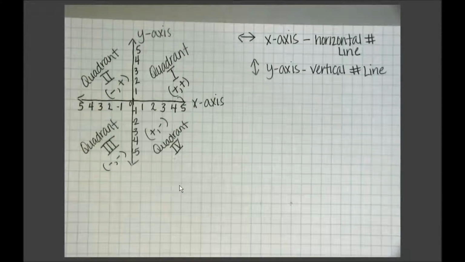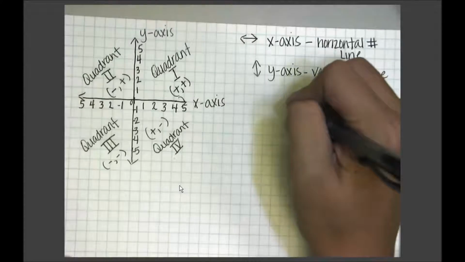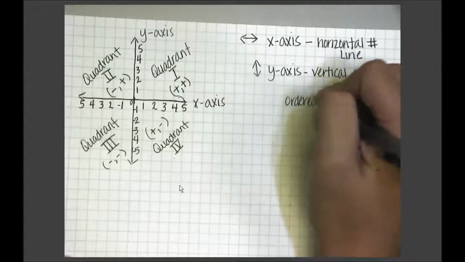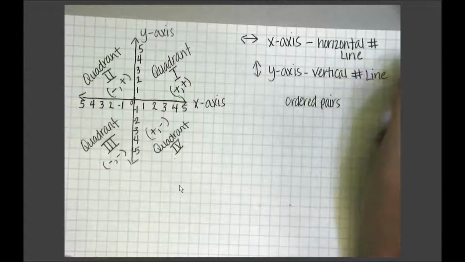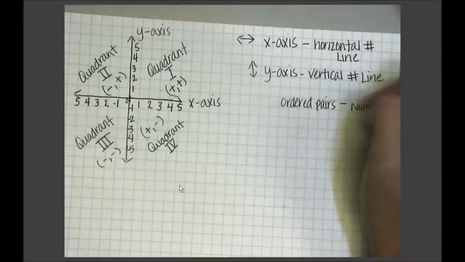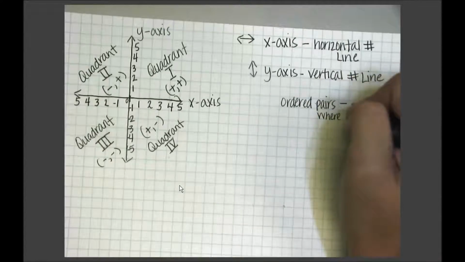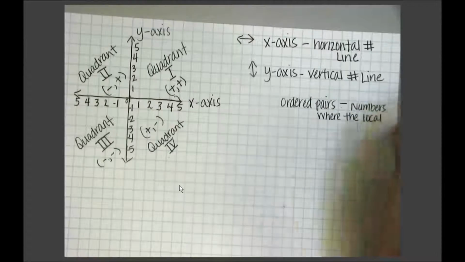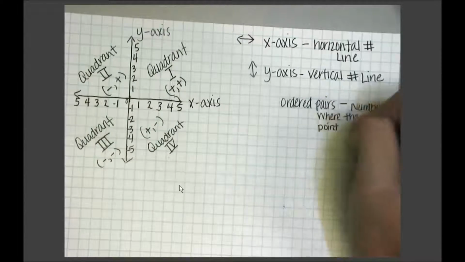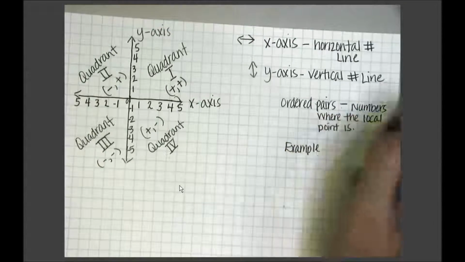Now, excuse me. When we are doing the ordered pairs, ordered pairs are numbers that tell you the location on a graph. Okay, so they're the numbers where the point is. For example, I'm going to draw another graph down here.